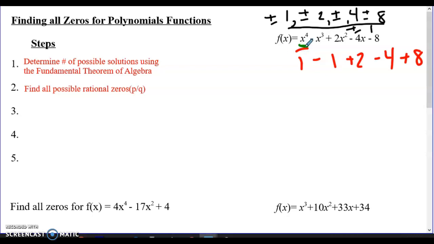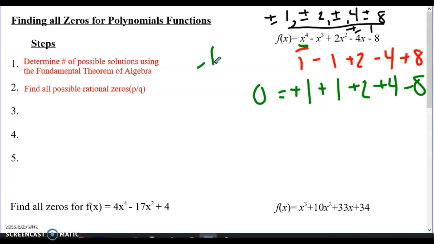If I look right here, negative 1 to the 4th power is positive 1. Negative 1 to the 3rd power is negative 1, but there's a minus, so that's plus 1. Negative 1 to the 2nd power is positive 1, times 2 is plus 2. Negative 1 times negative 4 is plus 4, and minus 8. When I put those together, do those add up to 0? They do! So this tells me that negative 1 is going to be a zero. That helps me in my synthetic division later, but right now I know that it is going to be an option.